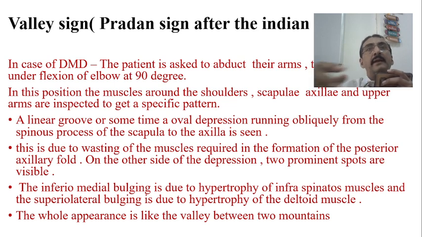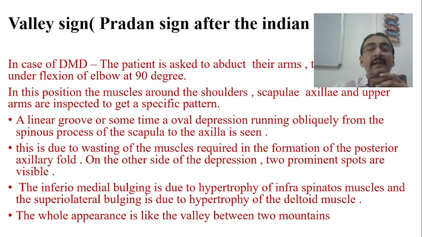Just like a valley. In the mountain area we have got valleys. Just like the valley, a depression will be seen, hence the name valley sign. This is due to the wasting of the muscles required in the formation of the posterior axillary fold. There will be atrophy of the muscles which actually form the posterior axillary fold.